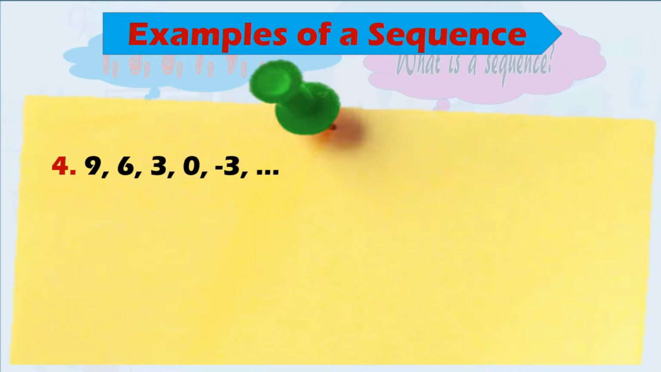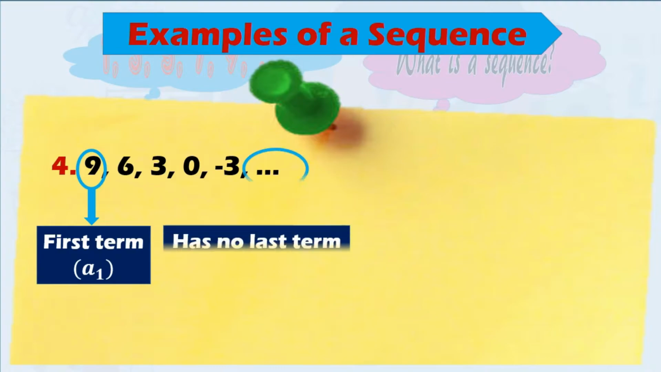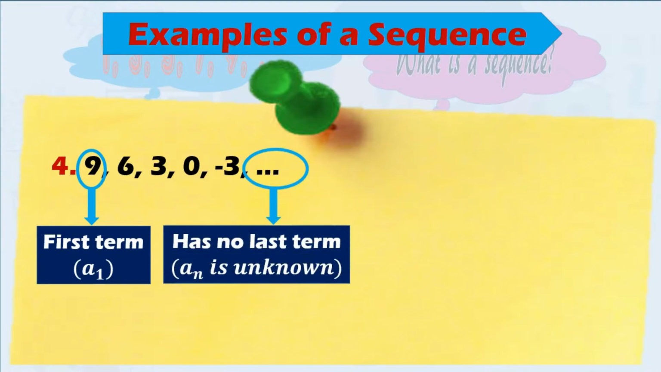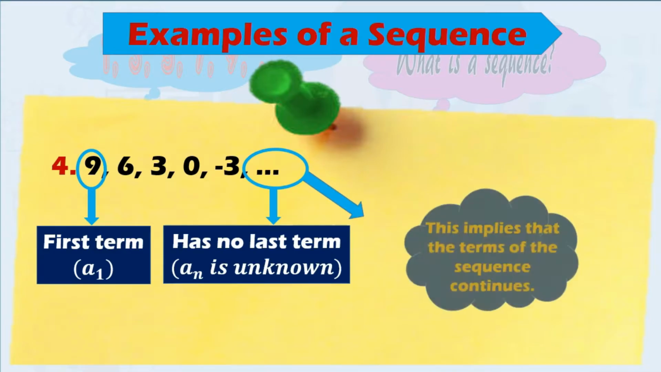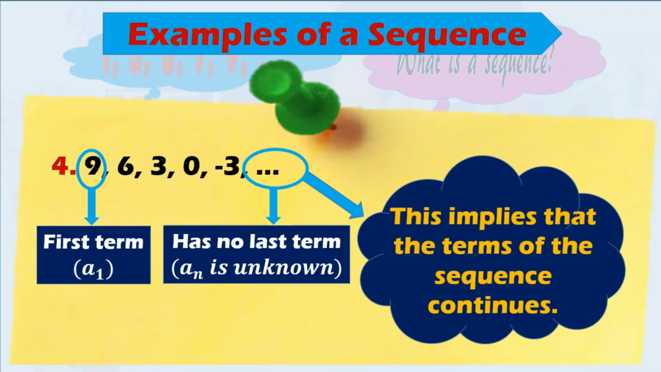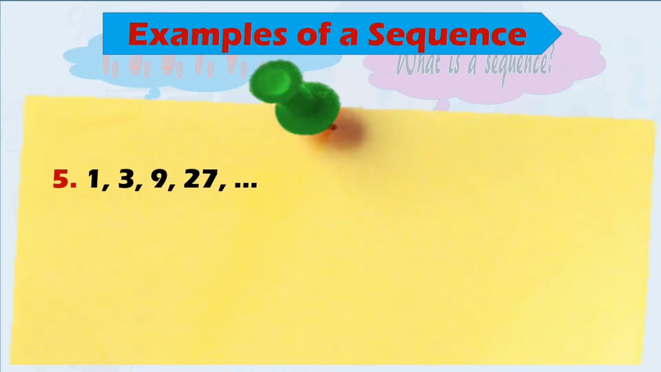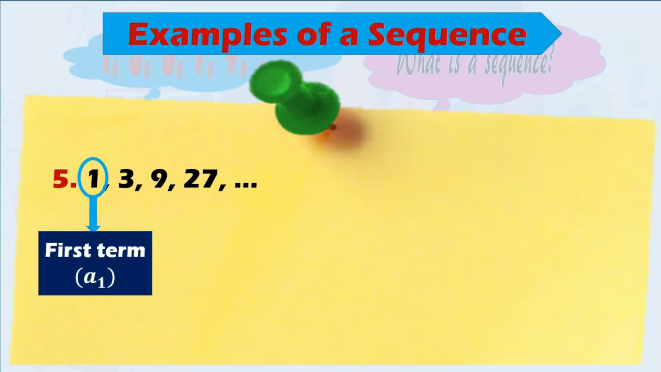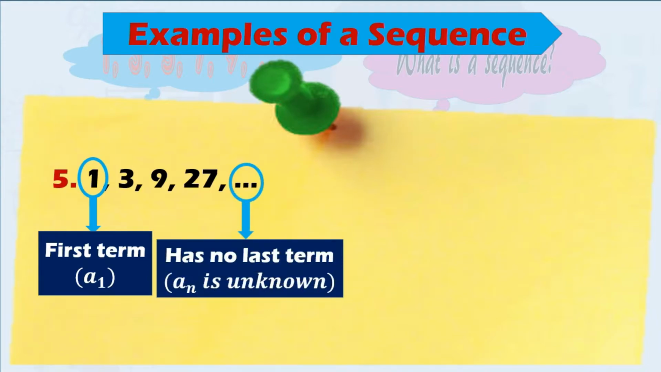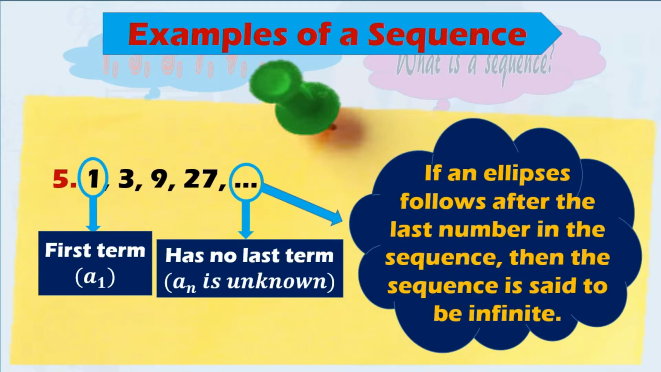It has the first term, which is 9, but no last term. As you can see, -3 is followed by an ellipsis. This implies that the terms of the sequence continues. The same with the fifth example. In the sequence 1, 3, 9, 27, and so on. 1 is the first term, but it has no last term. If an ellipsis follows after the last number in the sequence, then the sequence is said to be infinite.